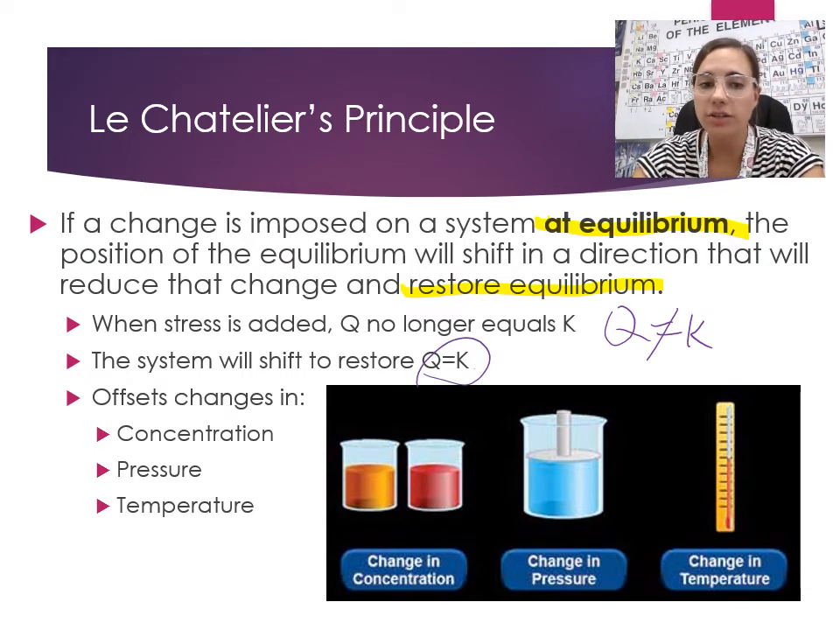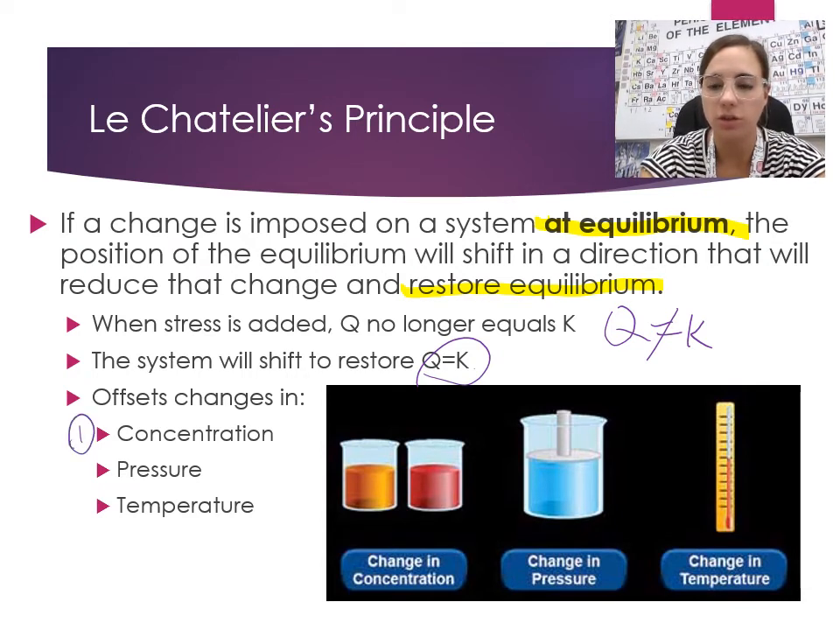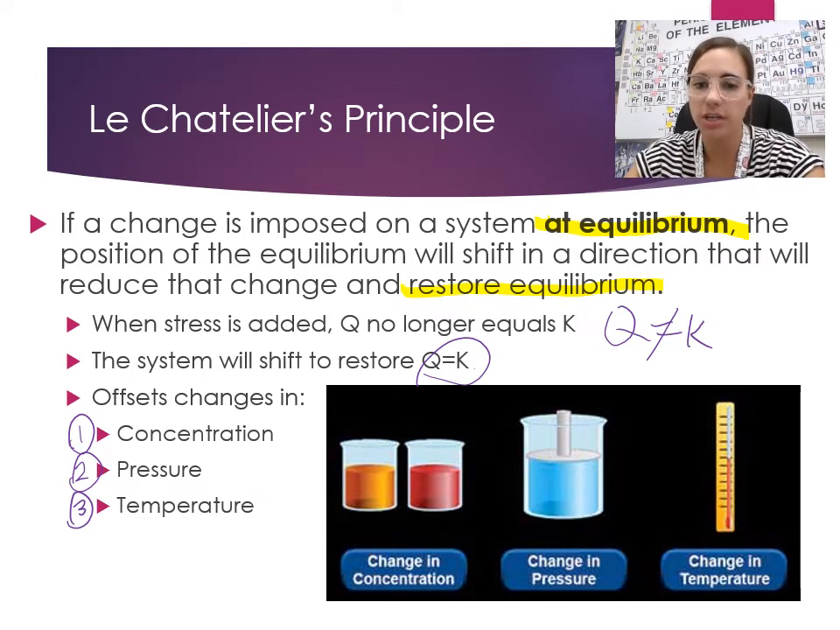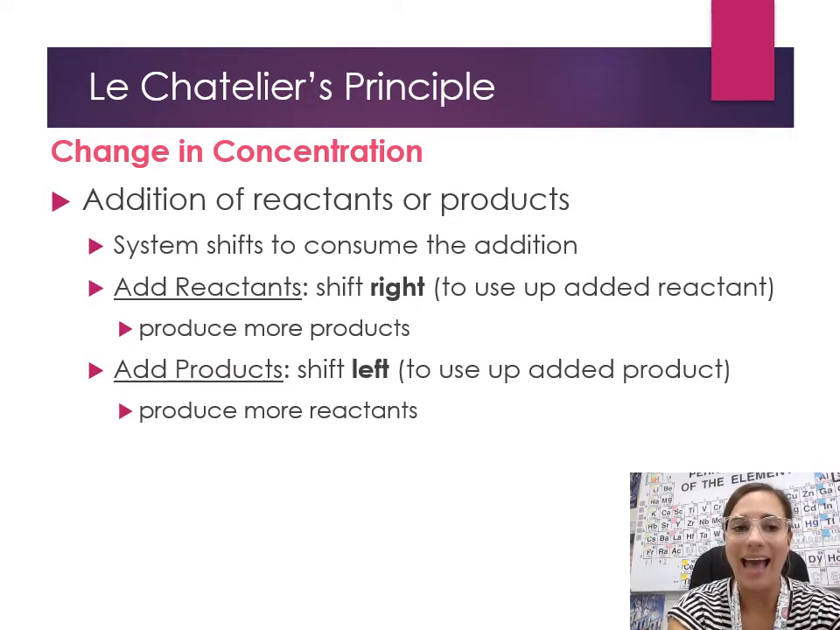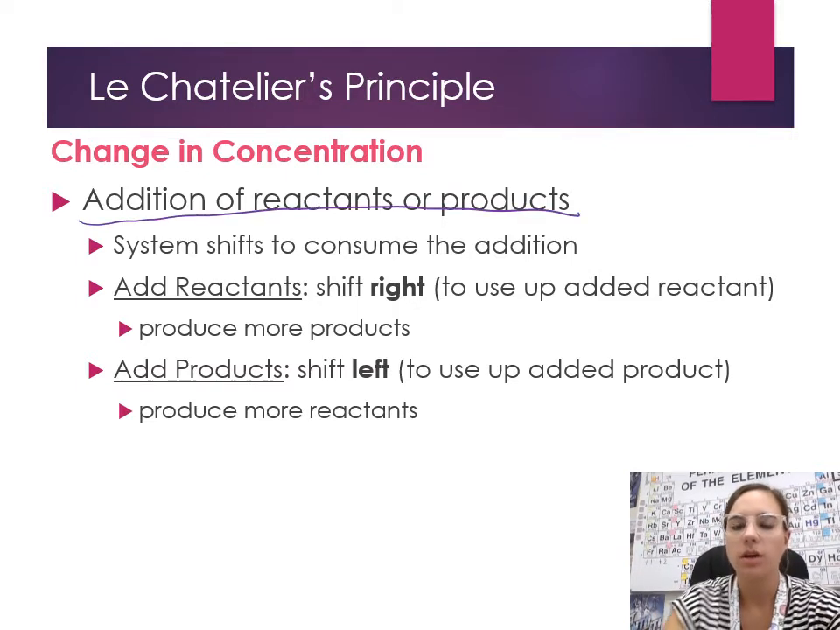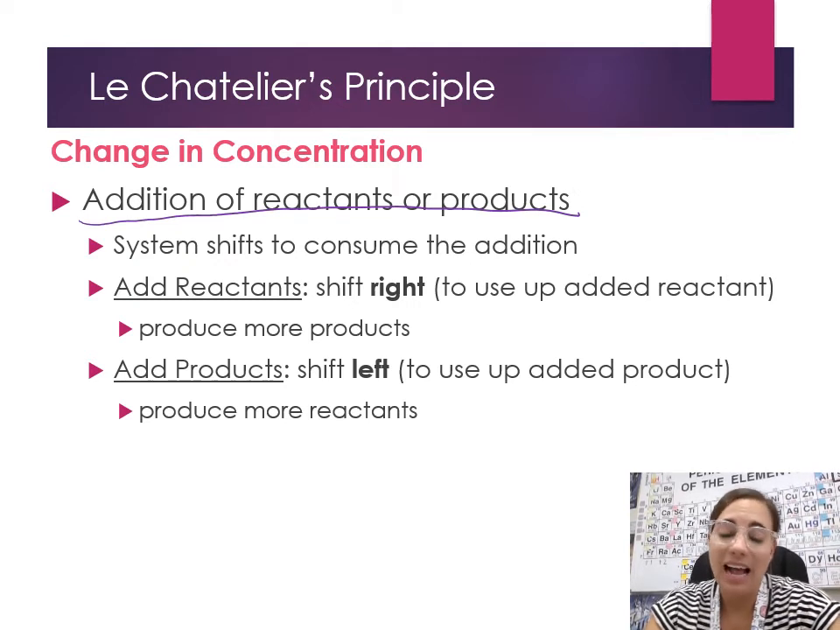And so the stressors that we're going to look at are what happens if we change concentration once equilibrium has been established, what happens to gaseous equilibrium if we change the pressure, and then what happens to equilibrium once we change temperature. So the first is a change in concentration. Let's say we add reactants or products. The system is going to have to shift to use up that addition.